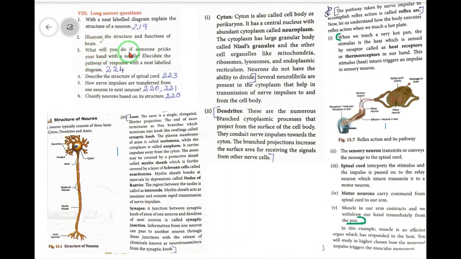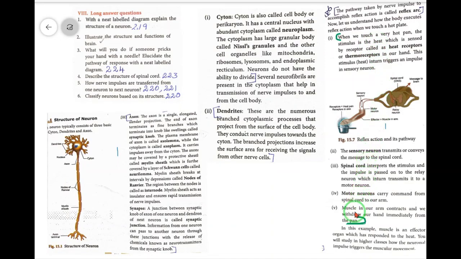Third one: What will you do if someone pricks your hand with a needle? Elucidate the pathway of response with a neat labeled diagram. Answer is on page number 224. So here to here, but here a few changes are there. In the book it says when we touch a very hot pan, but the question says if someone pricks your hand. So strike out touch a very hot pan and write when the hand is pricked by a needle. When the hand is pricked by the needle, the stimulus is the prick pain. Here the stimulus is the heat, so strike out the word heat and write prick pain.